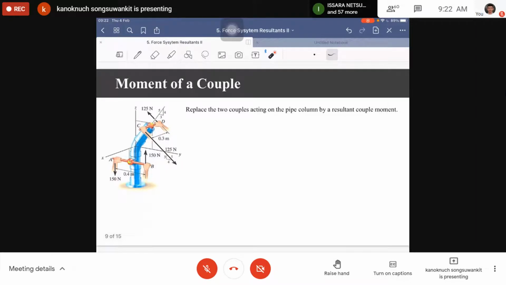Okay, let's see one example of a couple moment. They want you to replace these two couples acting on the pipe by a resultant couple moment. So you have to find MR equal to M1 plus M2. Okay, 5 minutes. Please solve this question.